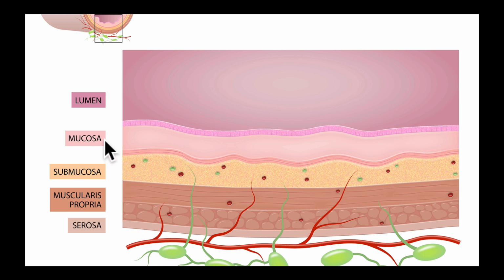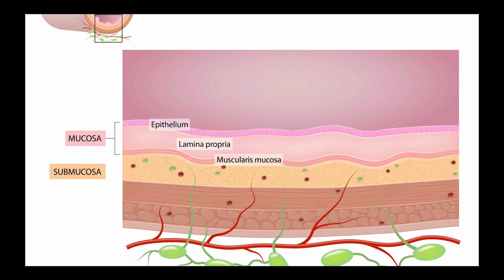Let us look at the details of the mucosa. Mucosa has epithelium that lays over lamina propria, and the muscularis mucosa separates the mucosa from the submucosa.